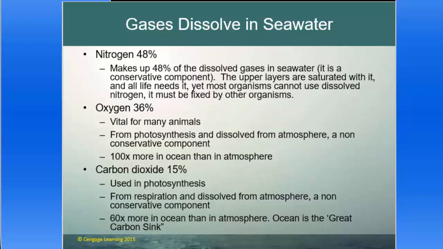The ocean is considered the great carbon sink, where carbon dioxide can be sequestered and held and kept out of the atmosphere. Of course, carbon dioxide is used in photosynthesis by plants, and it comes also from respiration, where we take in oxygen and then we breathe out carbon dioxide. So do other animals in the ocean. It's also dissolved from the atmosphere, and it's also a non-conservative component. It can change depending on what's happening in the ocean at the time.